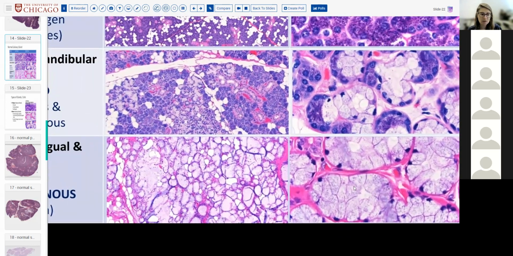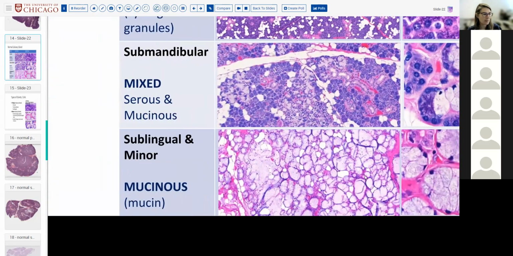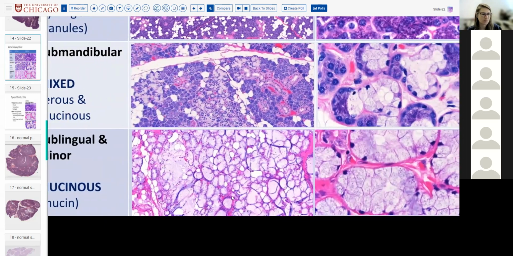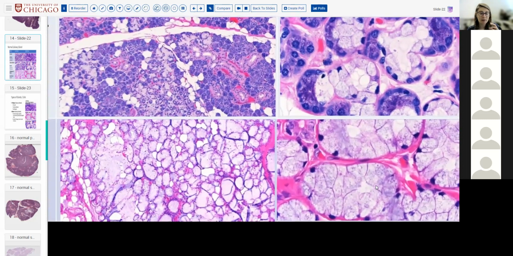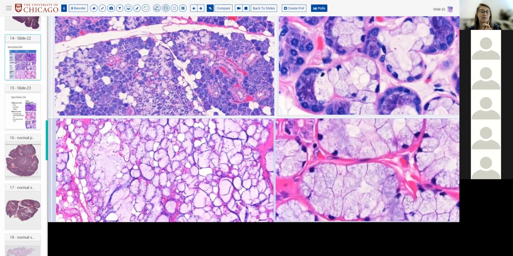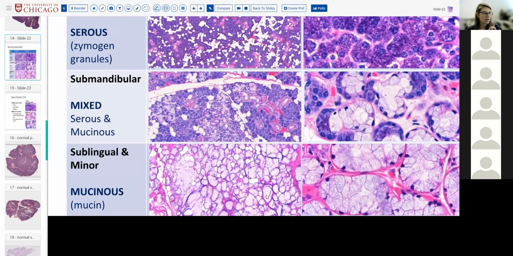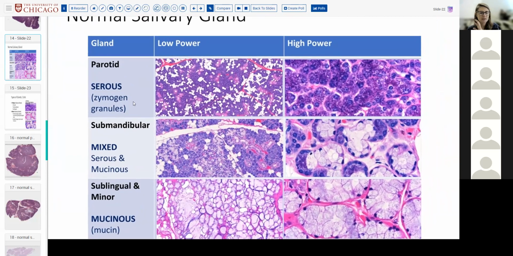Your sublingual tends to be also mixed, maybe a little more mucinous predominant, but remember the one area that was already very mucin rich, that was a minor gland, that is your palate, all right? So your serous only is your parotid, your mixed are your submandibular and your sublingual, and then your minor salivary glands can be either mixed or mucinous only, okay?